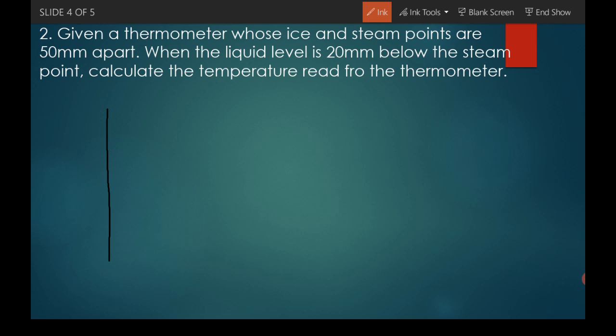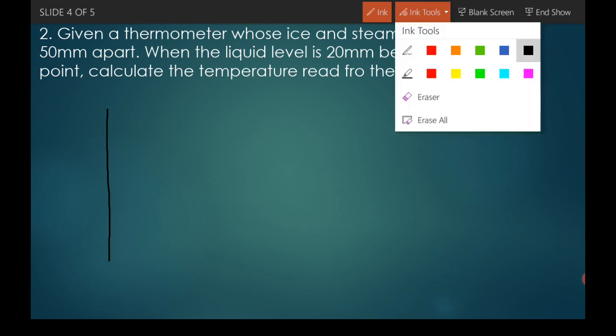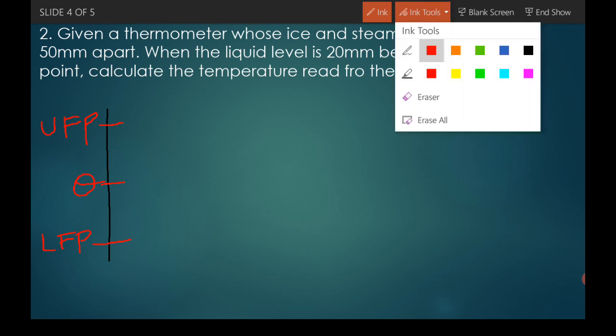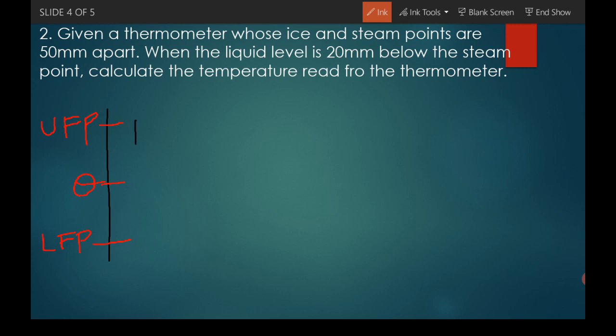So still, what we shall do, shall come up with a simple sketch. Can even draw a line, it is very okay. And then name the lower fixed point, take the upper fixed point, and then the temperature theta. It can be below, it can be above, but according to our question, they're saying that the distance x is 20 millimeters below. So we need to find that distance there.